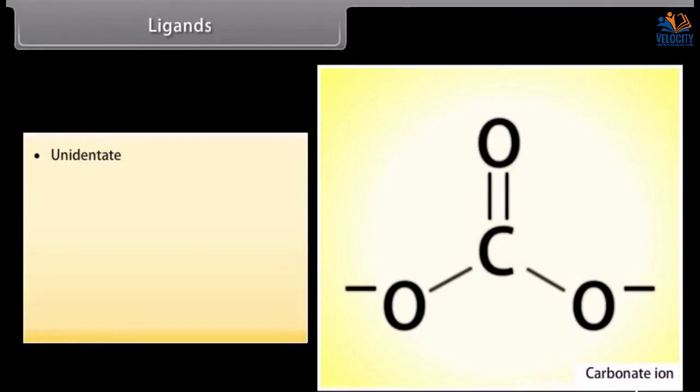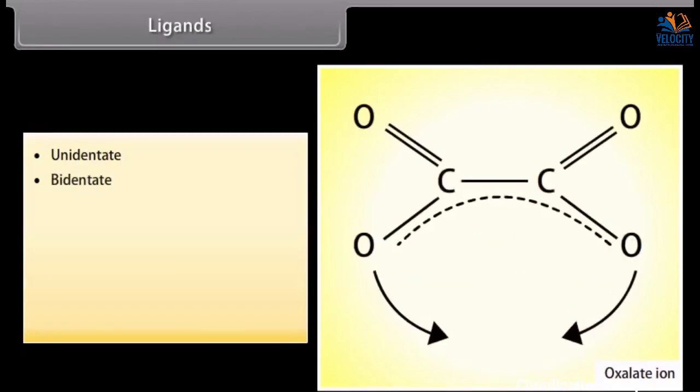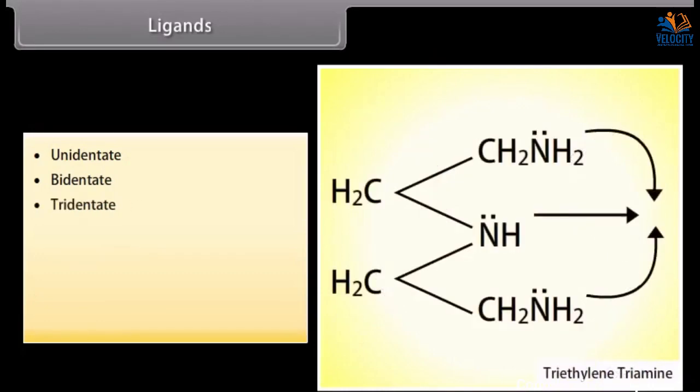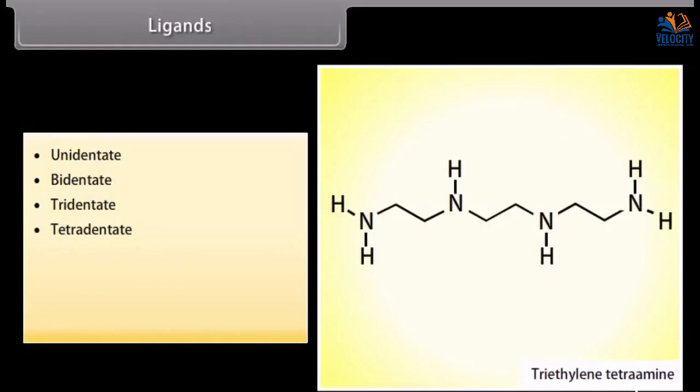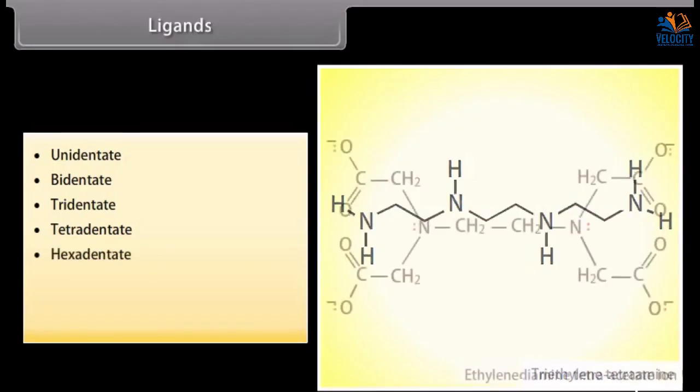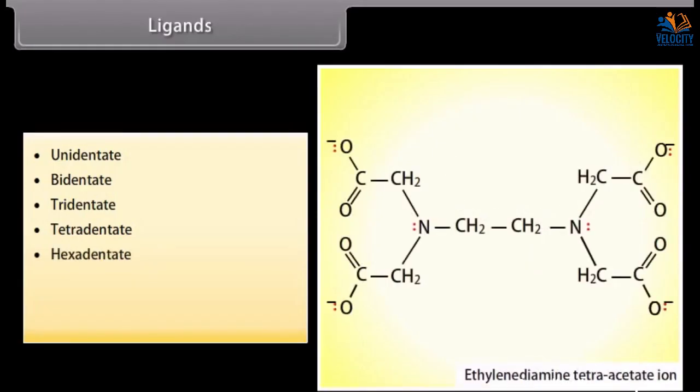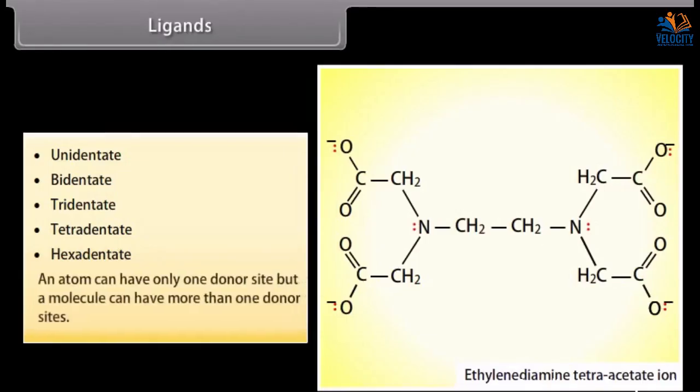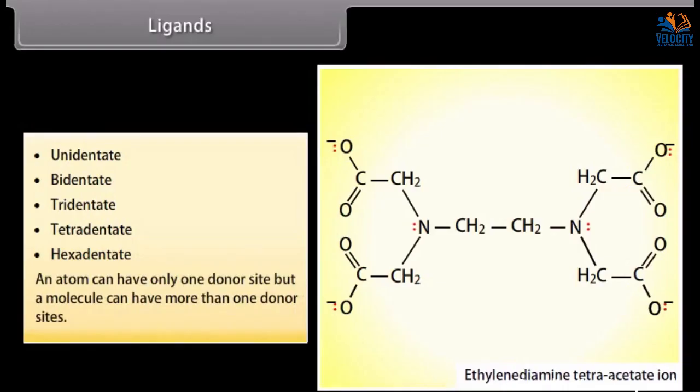Unidentate with one donor site, for example, carbonate ion. Bidentate with two donor sites, for example, oxalate ion. Tridentate with three donor sites, for example, triethylene triamine. Tetradentate with four donor sites, for example, triethylene tetraamine. Hexadentate with six donor sites, for example, ethylenediamine tetraacetate ion. An atom can have only one donor site, but a molecule can have more than one donor sites.